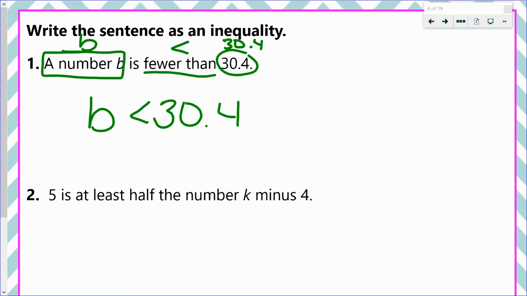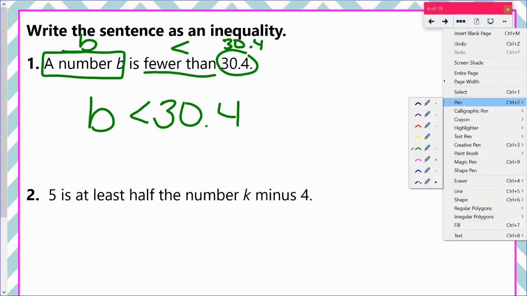So that's actually just a standard inequality with no actual operations there. Okay, next. 5 is at least half the number K minus 4. Okay, so 5 is at least.